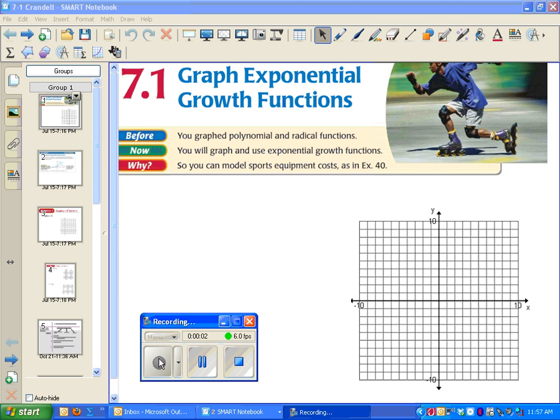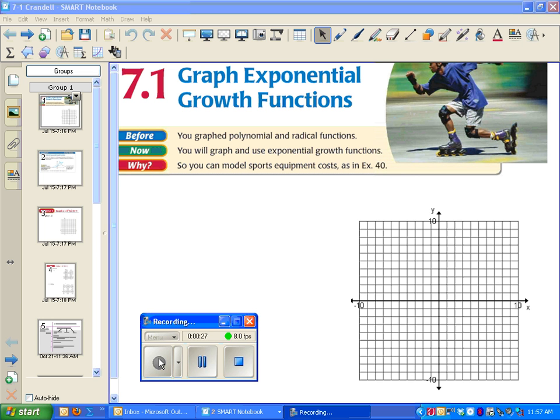Okay, chapter 7, we're going to start with graphing exponential growth functions. So again, take notes, pause when you need to pause, rewind if something didn't make sense. When I'm doing some computations, pause it and do the computations yourself to make sure that you understand them. Just don't copy down what I get for the y column. Make sure you know how to do it.